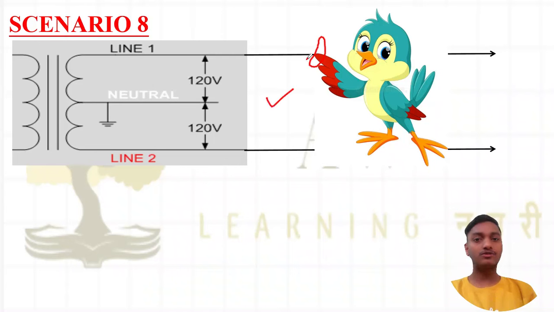So that is why, when birds sit properly, they sit on one line only. If the bird is sitting on one line, it will not suffer any shock. But if it is touching two lines, then it will suffer the shock.